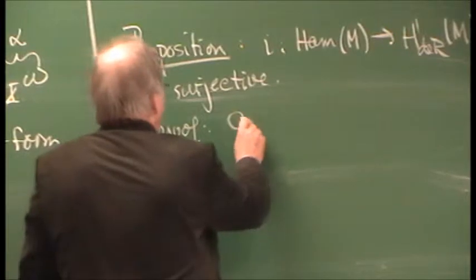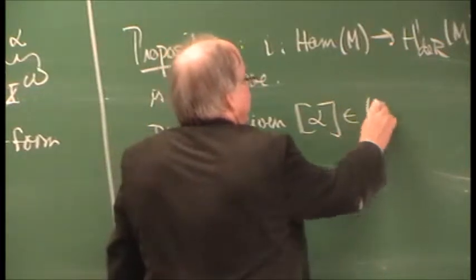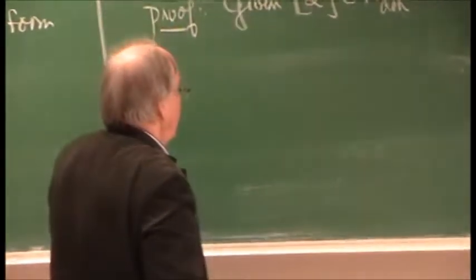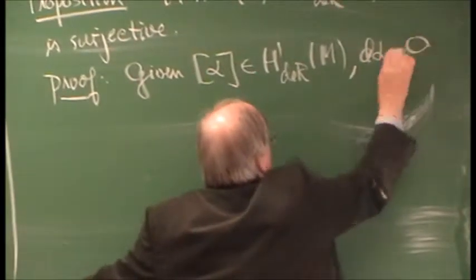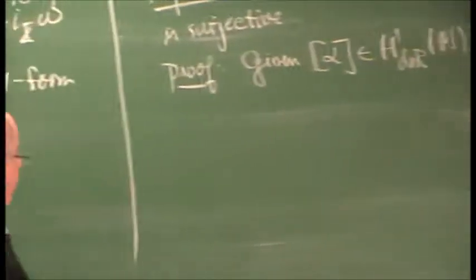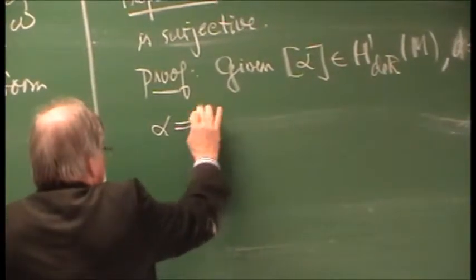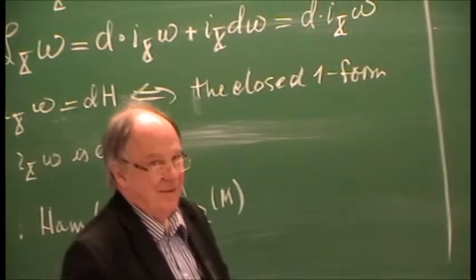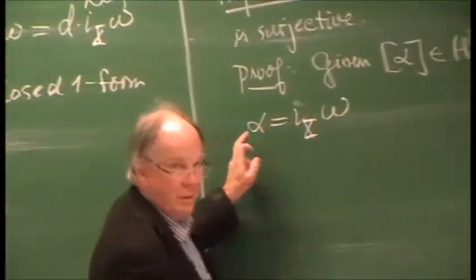So you give me a class here. And of course that means that d alpha is 0. And what I have to do is tell you how to get a form. Well, that's pretty easy. I just write alpha equal contraction x omega. There it is again. And that thing is symplectic, so the space is non-degenerate, so there is this contraction. I do have this thing, right?